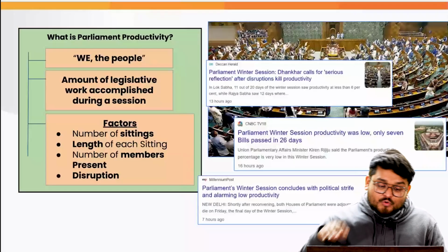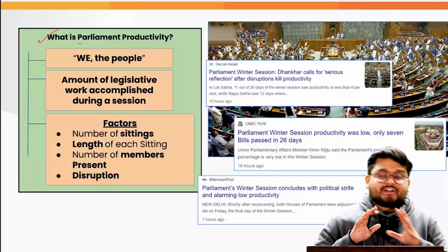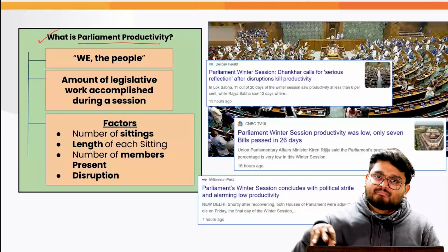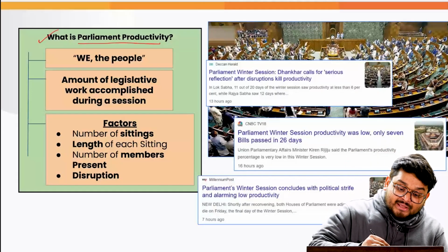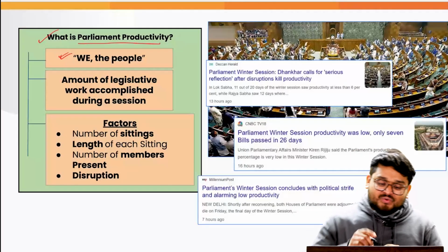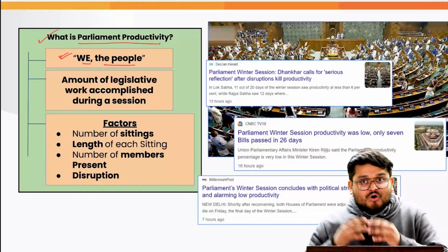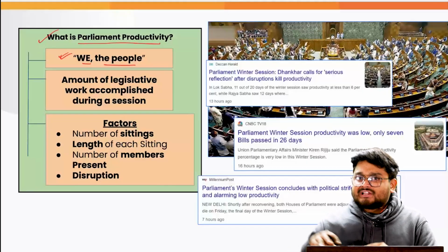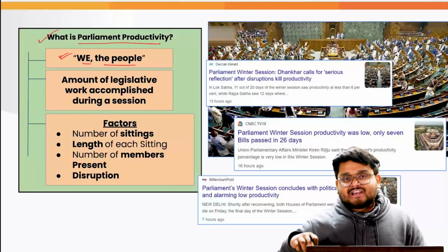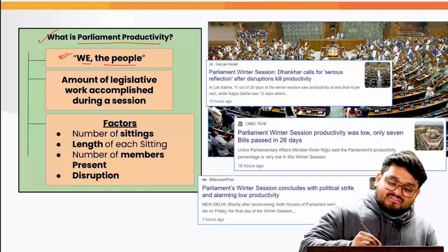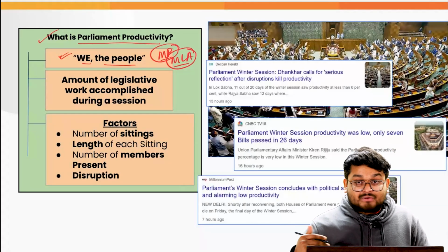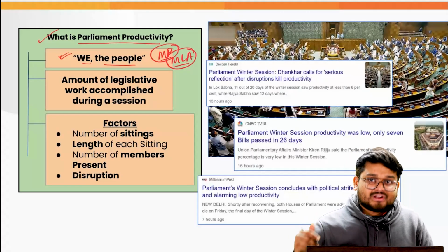So let us start with what we mean by parliament productivity. We know that in any democracy, the main power rests with the people of the country. That is why in the preamble also, we have this phrase, We the People of India, right? So that is where the power is coming from. We know that the country goes to elections at regular intervals, during which we select our MPs and MLAs and also the various political representatives at the local level too.